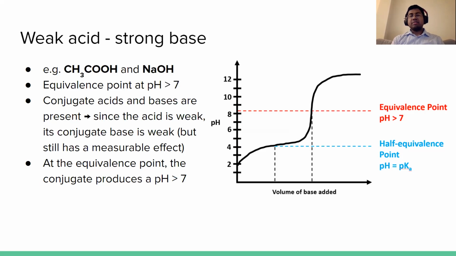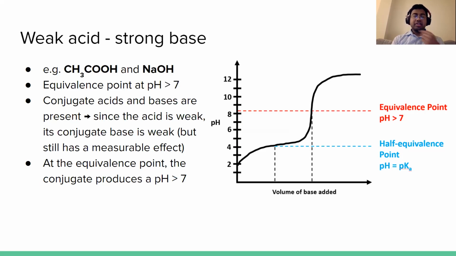But if you remember that table of the acid and base conjugate scale, acetic acid is a decent acid, which means that acetate, its conjugate, is a decent base. And since acetate is basic, and everything else in the solution is neutral, the equivalence point pH is going to be basic, or above 7.